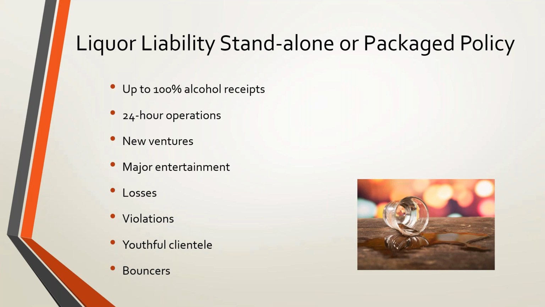We also have a market for establishments that may attract youthful clientele, ranging from 21 to 25 years of age. We can also entertain risks that have bouncer or security door persons. And even if they have bouncer or security door persons, we can also offer you a policy that has up to full assault and battery coverage limit. So that's definitely another selling point that you want to talk to your insureds about.